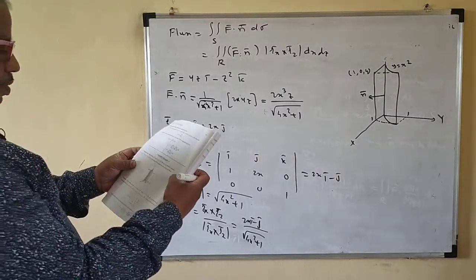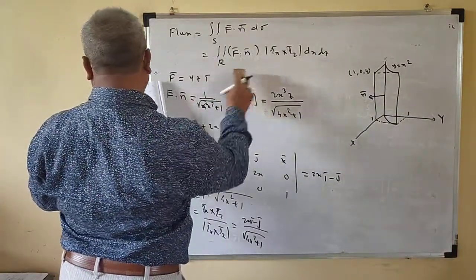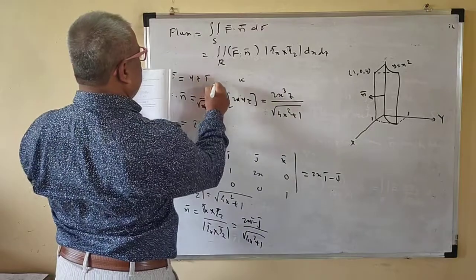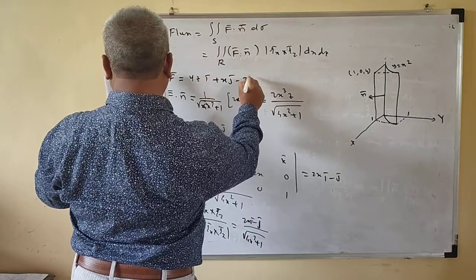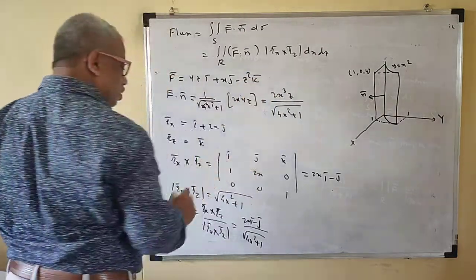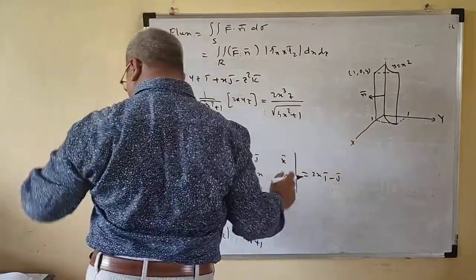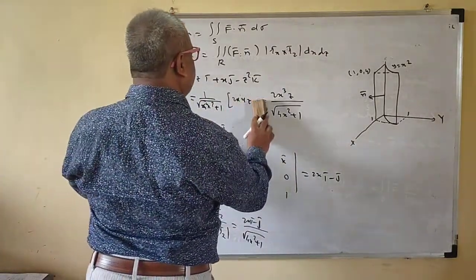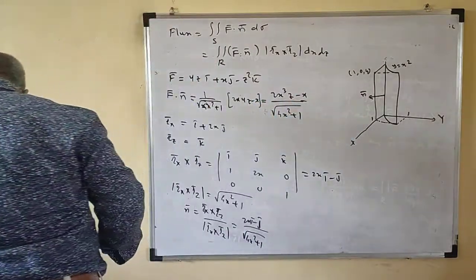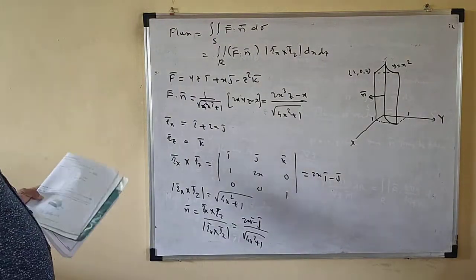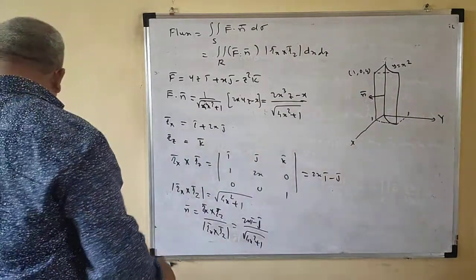So what is your F bar? Okay, F bar is wrong here. F bar is yz i bar plus x j bar minus z square k bar. So j bar is there, so this gives minus x, twice x square minus x. So this is minus x: twice x cube z minus x. So this is F bar dot n bar. Now we will apply the formula.